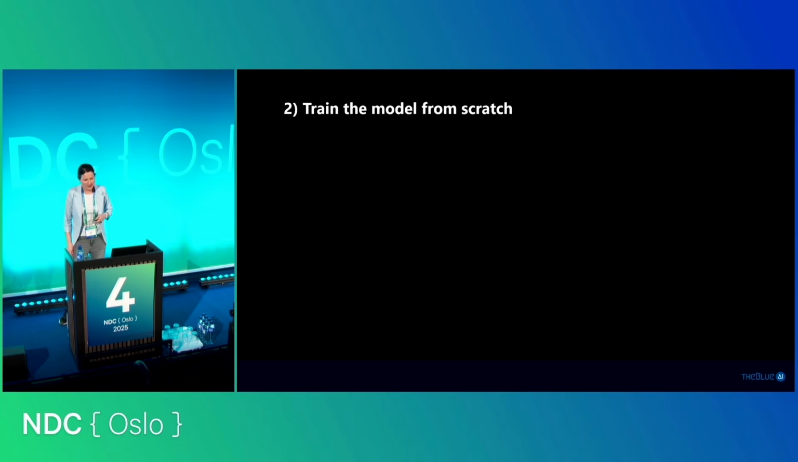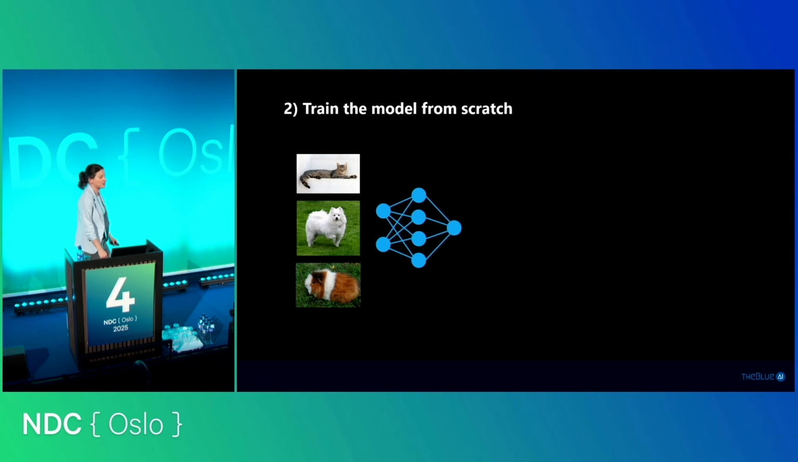So, but let's analyze the second strategy that we can have for our pet example. So how about we just train the model from scratch? So we take the pictures of our cats, dogs, guinea pigs, we train the model, and we do it. Will it work?